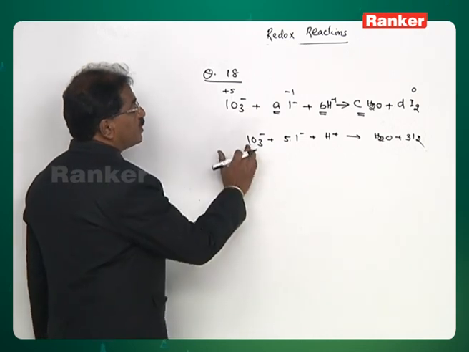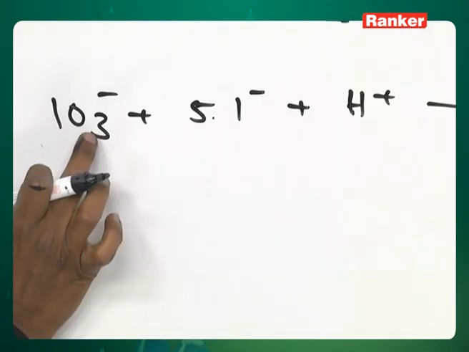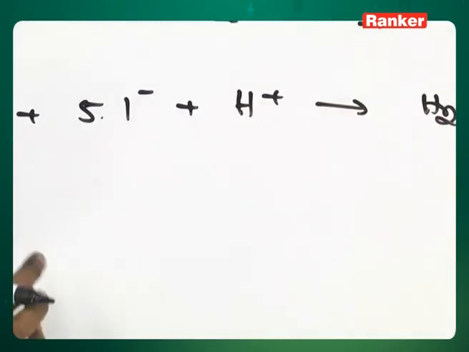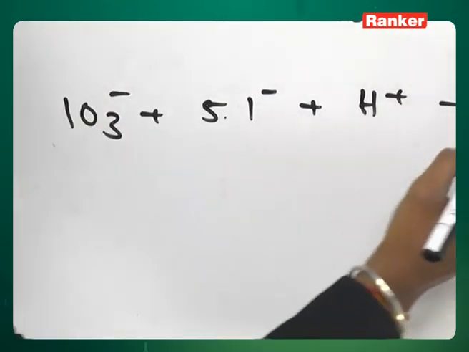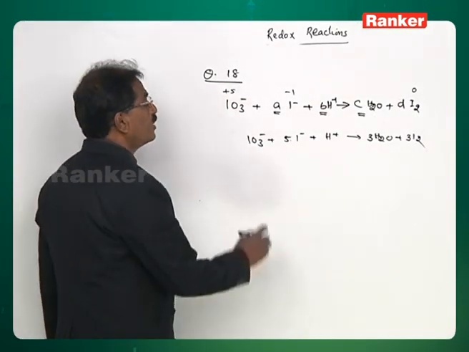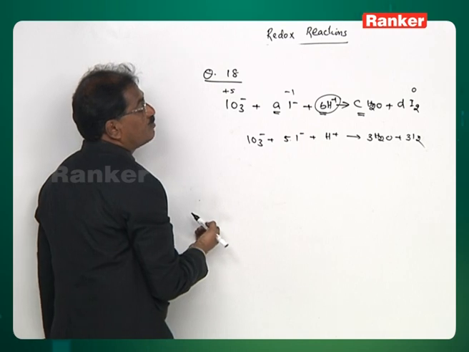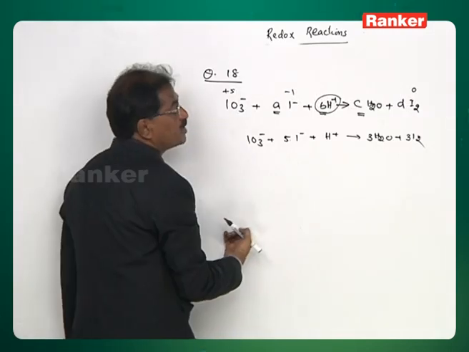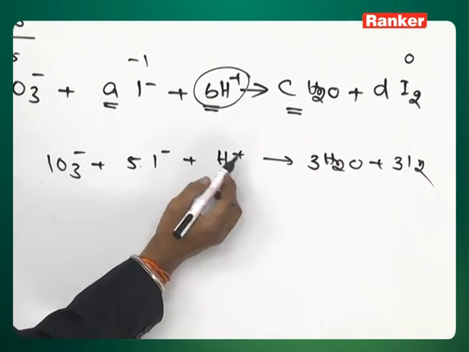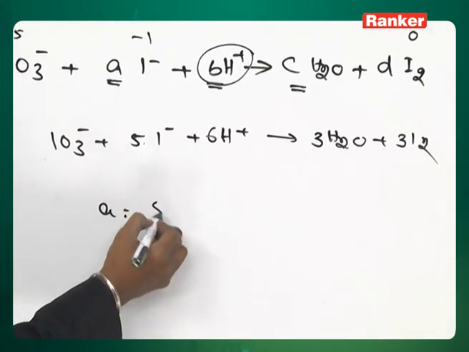Next, after adjusting the species which are undergoing exchange of electrons, balance the oxygens. Here 3 oxygens are present, this side only 1. In all reactions, for each oxygen, always add 1 water molecule. If you put 3, the total number of oxygen atoms becomes 3. They will get balanced. Next, the reaction is taking place in the acidic medium. Therefore, balance the hydrogen atoms by adding H plus ions. Here 6 hydrogens are shown, here only 1 H plus. That means this side we need 6 H plus ions. Put 6 here. Therefore, A will be definitely 5.